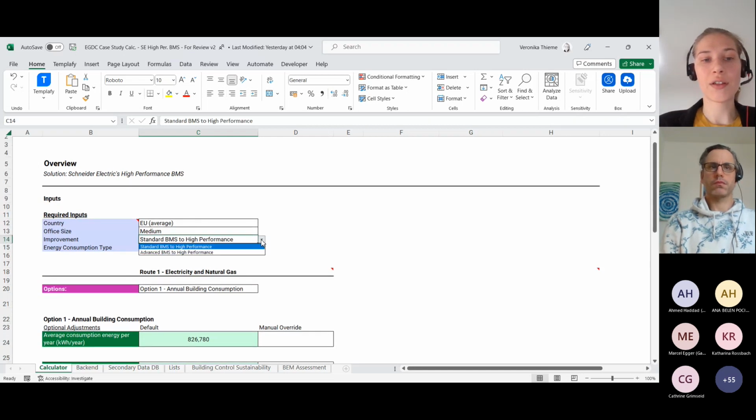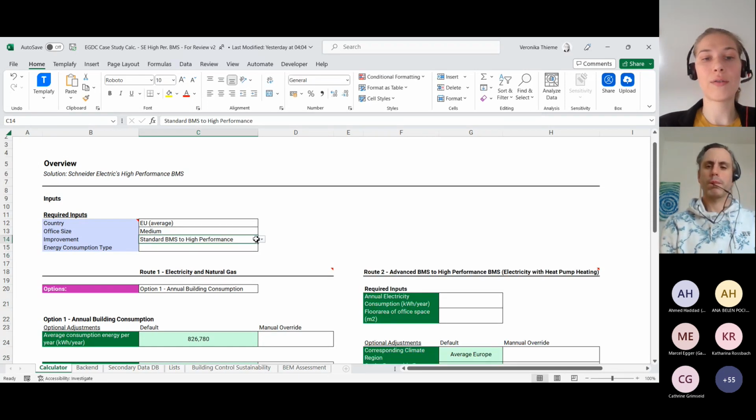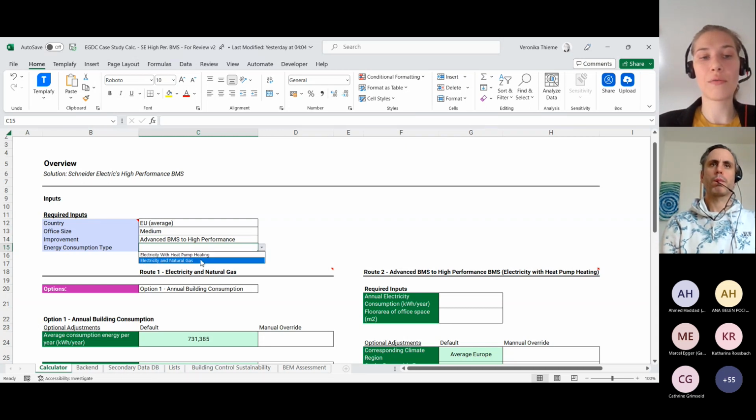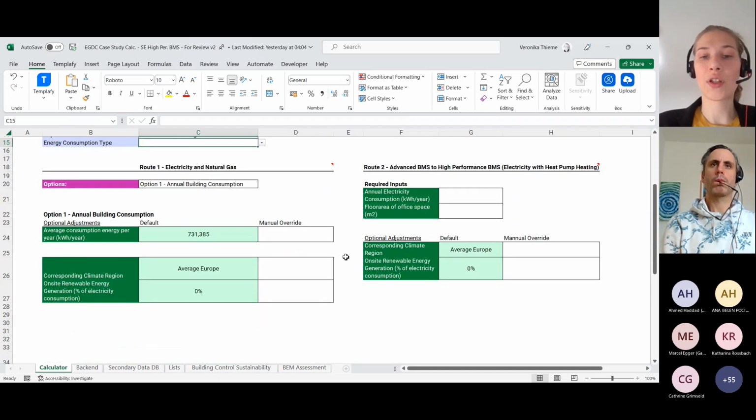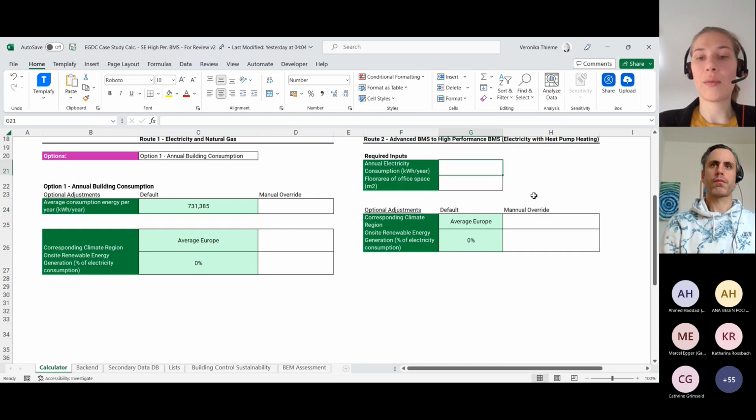When selecting the comparison against the other reference scenarios, so comparing the high performance to an advanced BMS system, it then allows you to select between the two different routes, so both route 1, which uses the modeled archetype data, as well as route 2, which uses the real actual data from the Schneider Electric building in France. And once again, that also allows you to put in your annual electricity consumption as well as floor area, and then pulls through initially the default climate region based on your selected country and a default on-site renewable energy generation, but again also allows for the manual overrides.